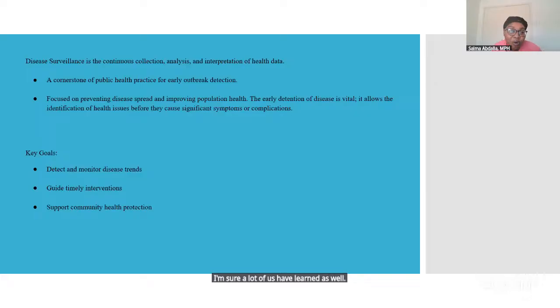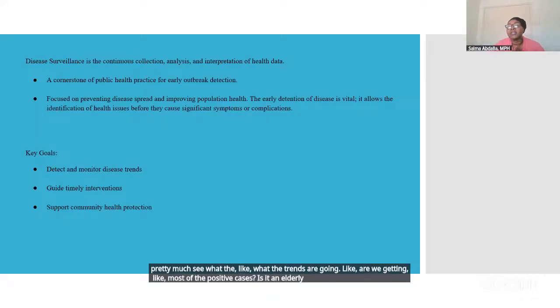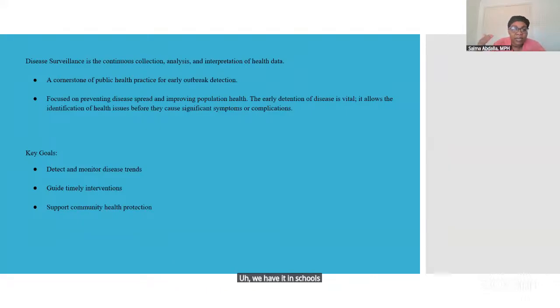So some of the key goals of disease surveillance is to detect and monitor disease trends, pretty much to see where the trends are going. Are we getting most of the positive cases? Is it in the elderly? Is it in a specific community? Is it in hospitals? Are we having it in schools? So what is the trend like?